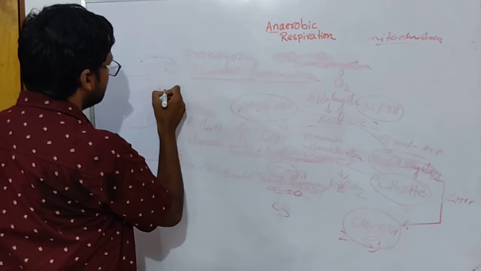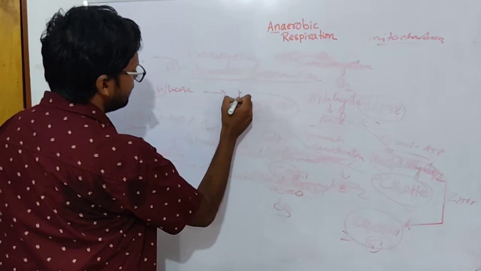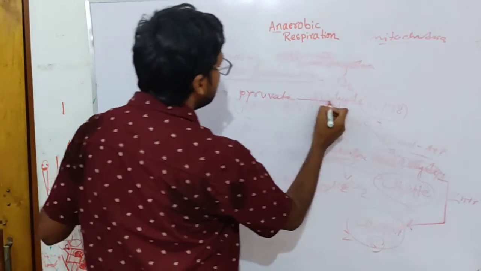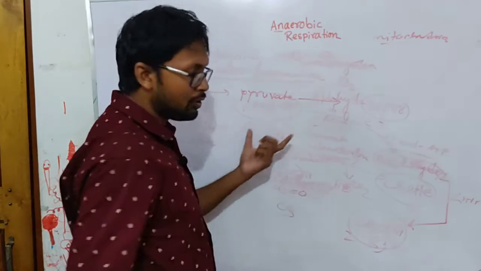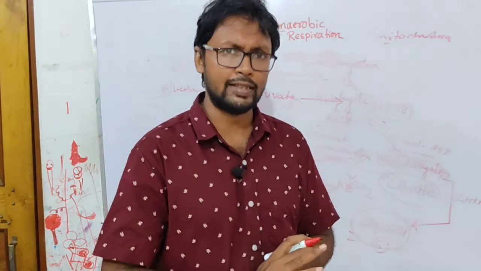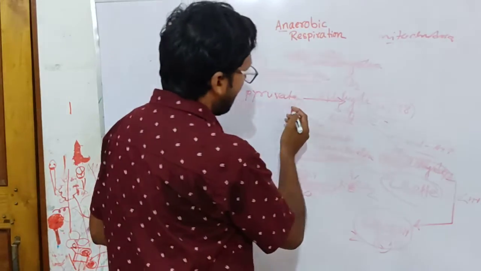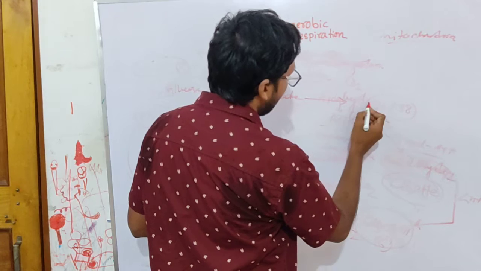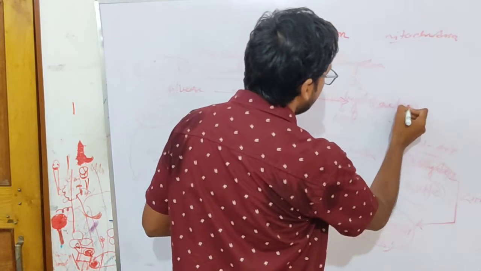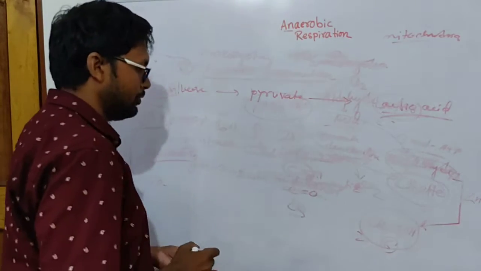From glucose it is pyruvate. From pyruvate, in alcoholic fermentation it was a two-step reaction, but here it is a single-step reaction. That is from pyruvate, what happened? Directly lactic acid will be produced. From pyruvate, lactic acid is produced.